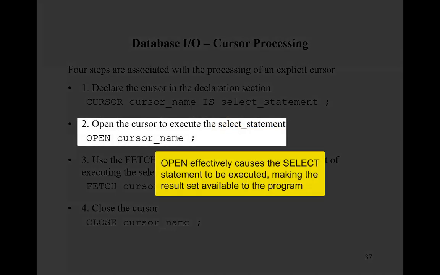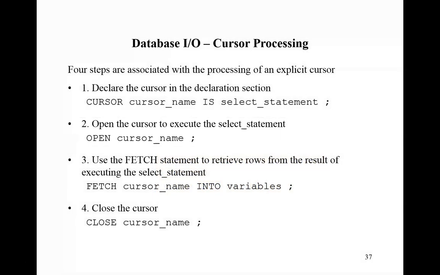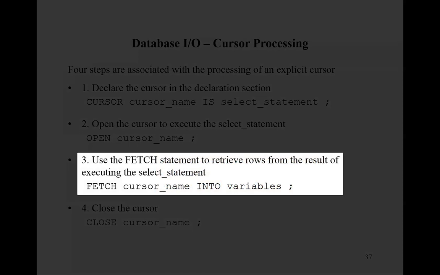Step 2, we open the cursor, which effectively causes the select statement to be executed. We use the open keyword and the name that we associated with the work area in the declaration of the cursor. Step 3, we retrieve rows through the cursor using the fetch statement. We follow the keyword fetch with the name of the cursor and then use the into clause to identify working storage variables that will be populated with the content of a row retrieved through the cursor.